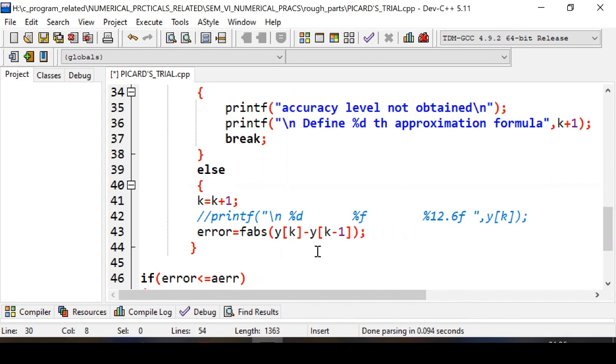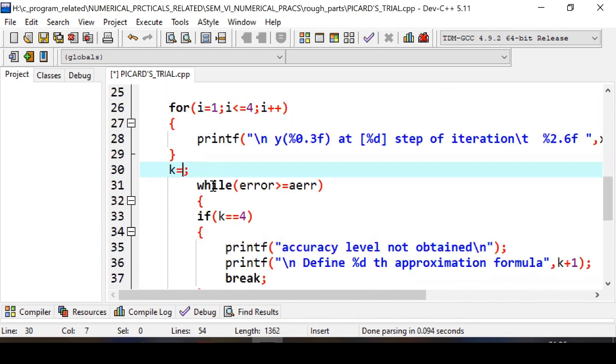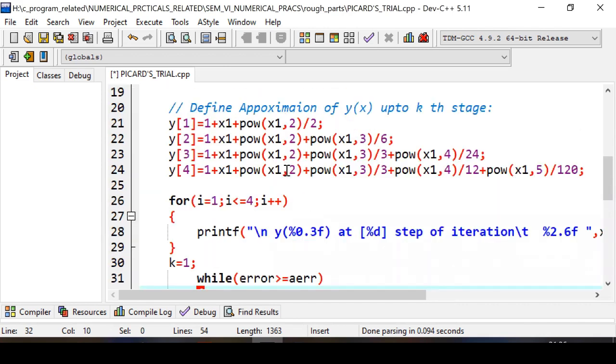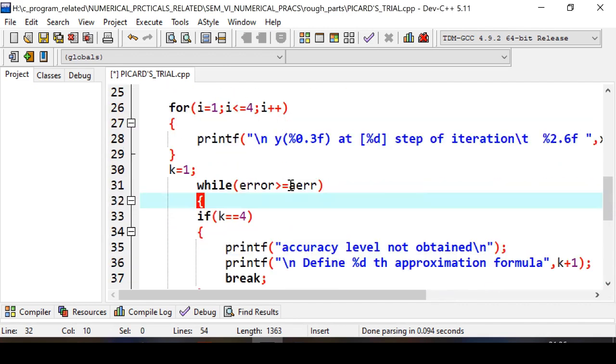One thing here: it would have been better if I had started from k equal to 1 itself. Why am I saying k equal to 1? Because of y of k minus 1, if I put k equal to 0 there, k equal to 0 means k equal to k plus 1 becomes k equal to 1, then y1 minus y0, but y0 I have not calculated at all. Then that should give an arbitrary value.